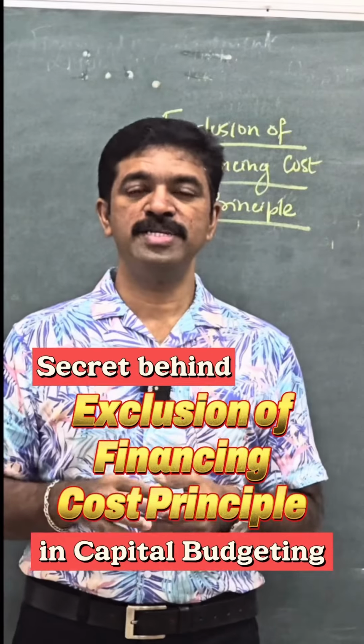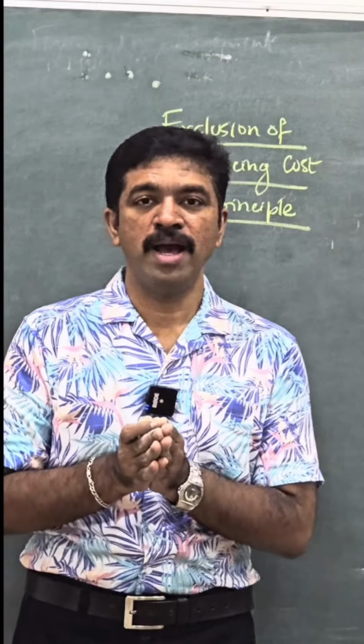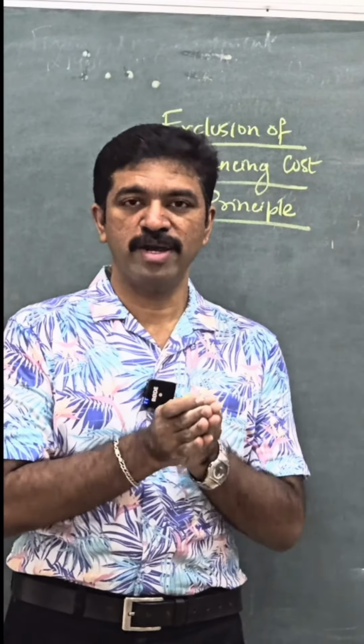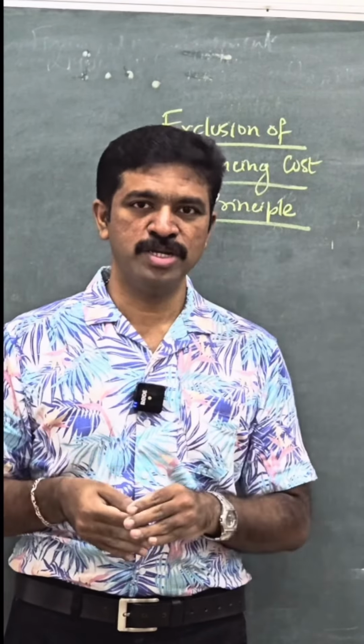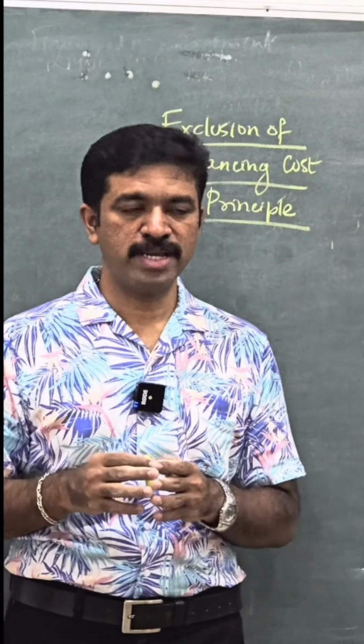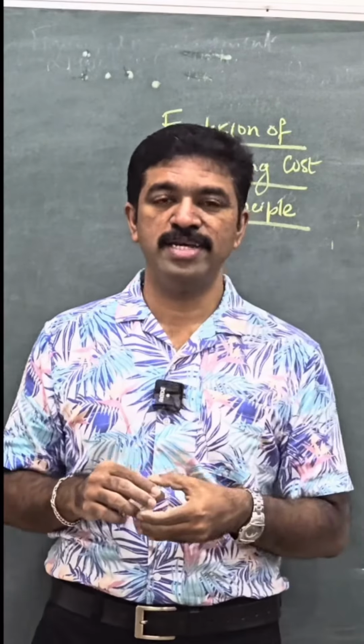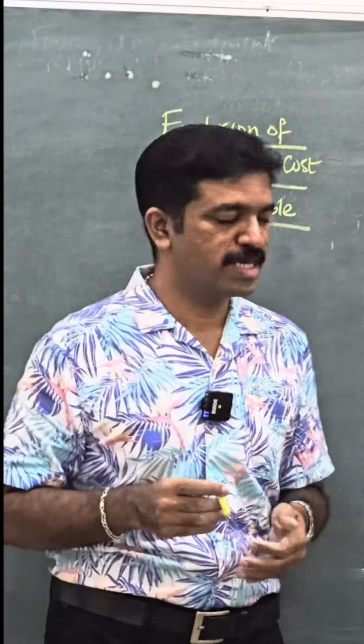In capital budgeting, while arriving at the cash flow after tax, we will be adding back interest with the profit after tax along with depreciation to find out what is the cash flow after tax. Why are we adding back interest? It's because of this principle, that is the exclusion of financing cost principle. How does that work? Let's see.